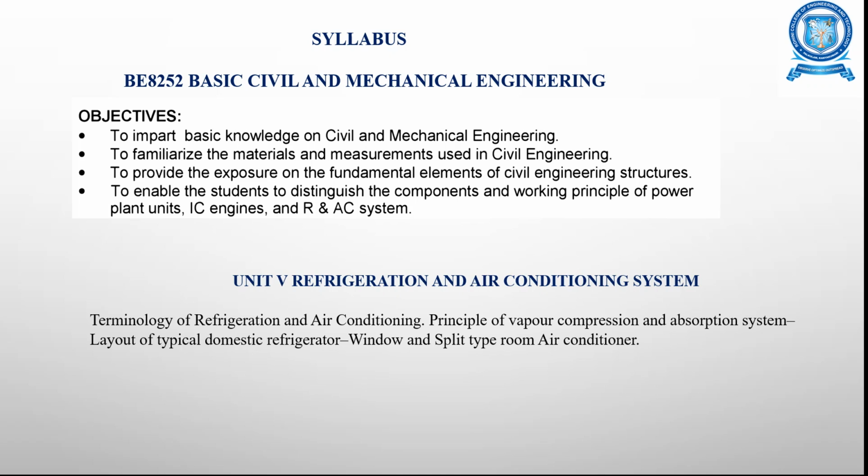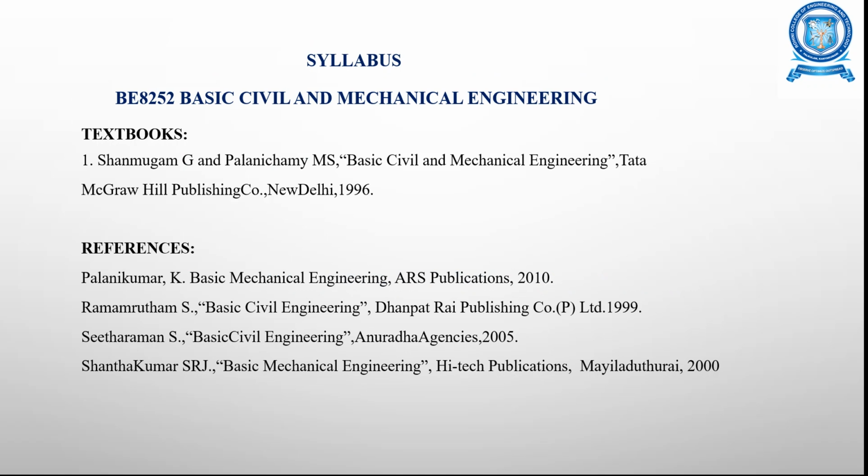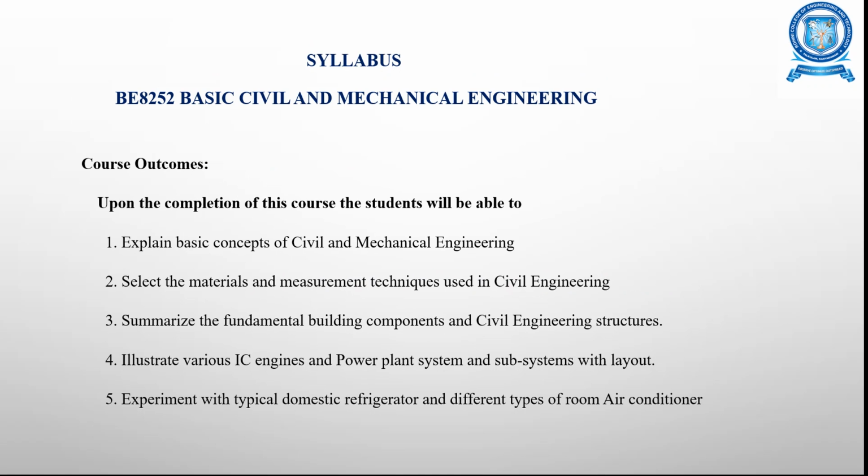So the syllabus for the 5th unit, refrigeration and air conditioning system, we have this terminology of refrigeration and air conditioning, and principle of vapor compression and vapor absorption system, and the layout of a typical domestic refrigerator, and window and split type room air conditioner. And these are all the textbooks and reference books for the course Basic Civil and Mechanical Engineering. And these are all the course outcomes.